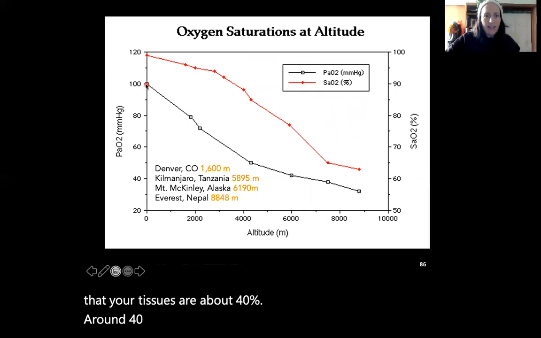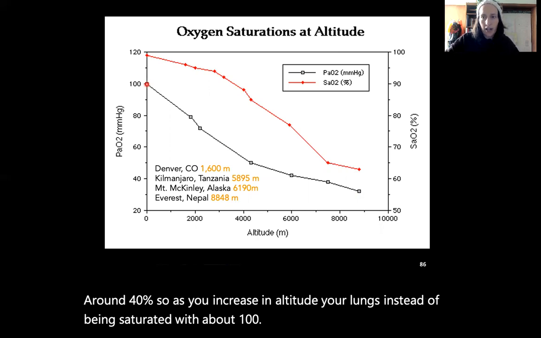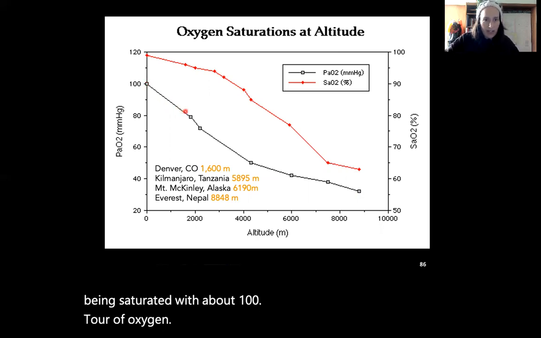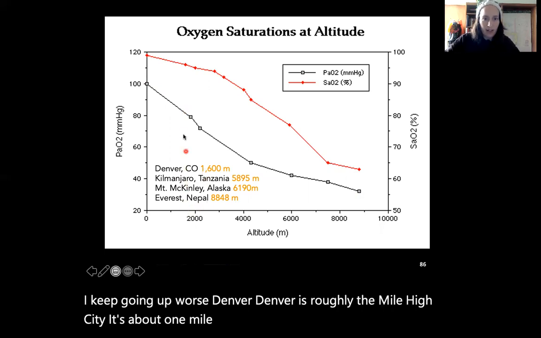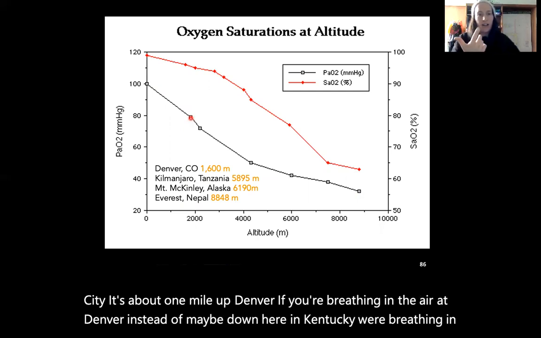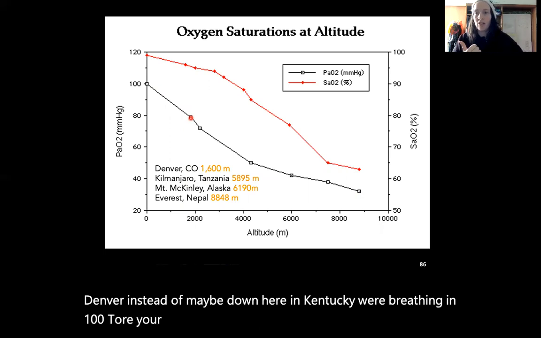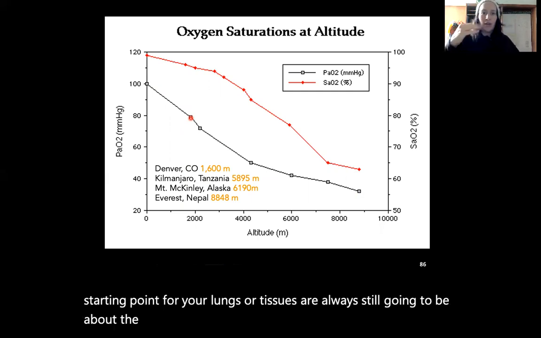As you increase in altitude, your lungs, instead of being saturated with about 100 torr of oxygen, I keep going up. Where's Denver? Denver is roughly the mile-high city. It's about 1 mile up. If you're breathing the air in Denver, instead of down here in Kentucky where we're breathing 100 torr, you're breathing only 80 torr of oxygen, okay? That's your starting point for your lungs. Your tissues are still going to be about the same, so you can't deliver oxygen as well.